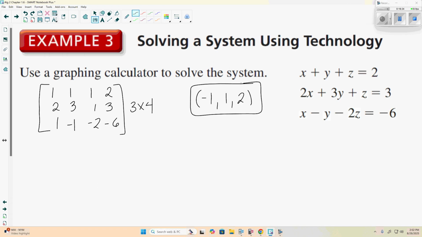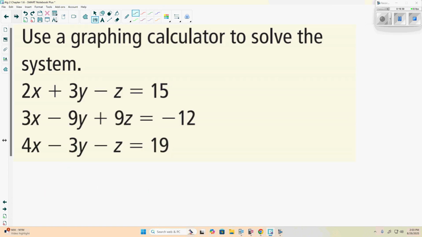And to answer the question, yes, everything we did in 1.5, solving those by hand, that's what the calculator just did. It solved that for us. Yep.